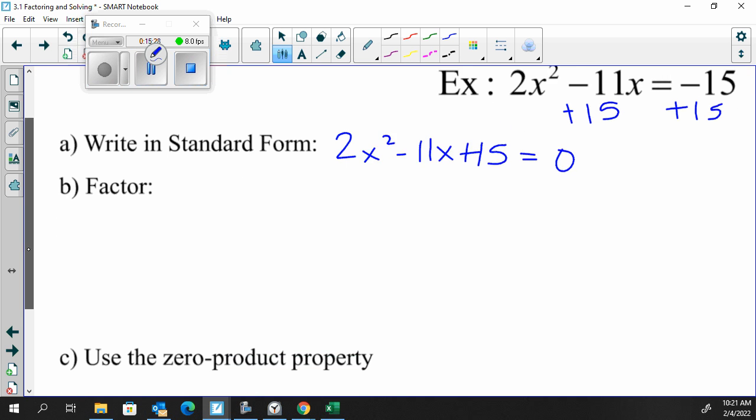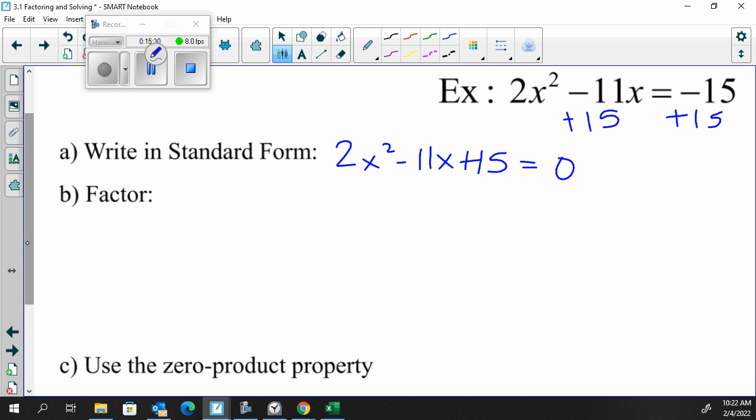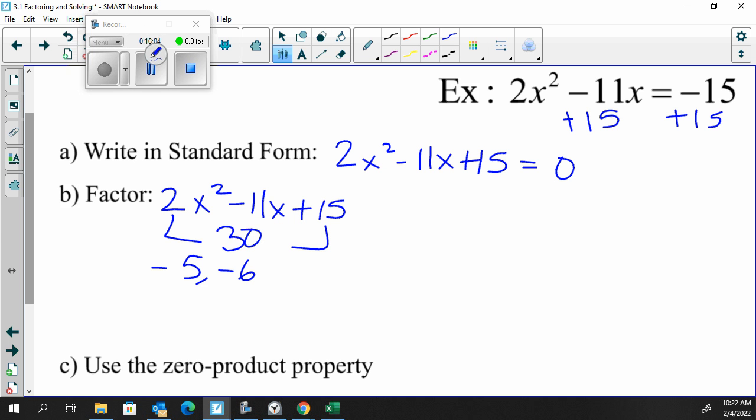All right, step 2, we're going to factor it. This is what we've been doing for the last 2 days. The leading coefficient is not 1, so I can't use the shortcut. That's fine. A times C, 2 times 15 is 30. I need two things that multiply to 30 and add to negative 11. 5 times 6 might work, but it's got to get to negative 11. So negative 5 and negative 6 multiplies to positive 30, adds to negative 11.